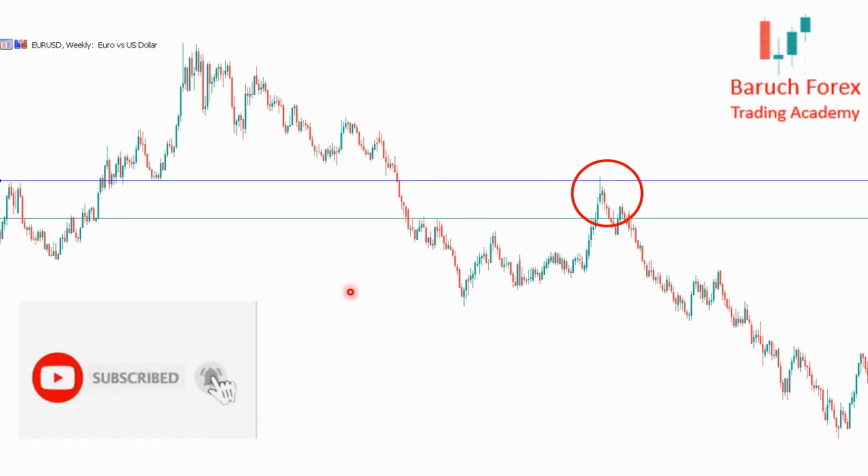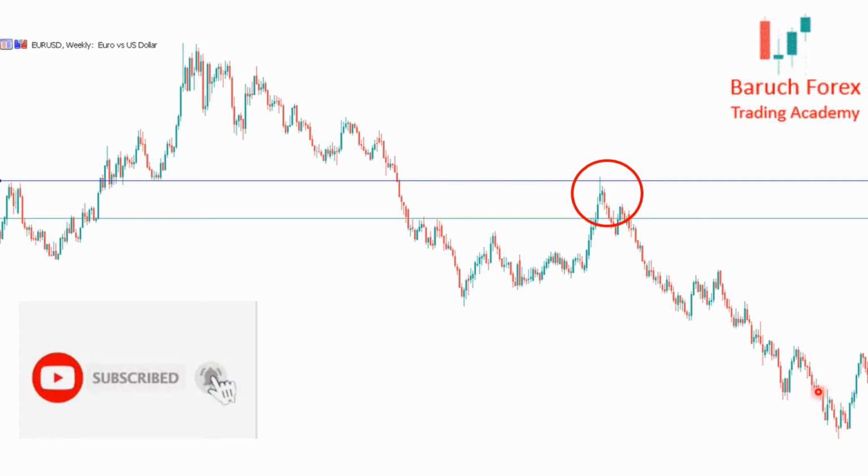Now I extracted a complete chart for you. This is the EUR/USD weekly chart. So this is the market trend, right? The market goes up, then comes down, then suddenly it stops, then it is in a consolidation period, then it goes up, then it comes back again. This is the market behavior.